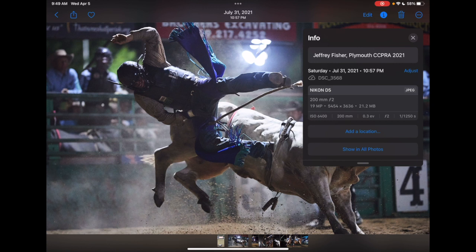Just to be able to get the front side of the cowboy to where you can see it, I had to be at f2, 1/250th of a second, which is on the lower side of the shutter speed for freezing action. And the ISO is still pretty high at 6400. This is because I'm making things harder on myself by letting the light hit the back of what I'm shooting and not the front of it.